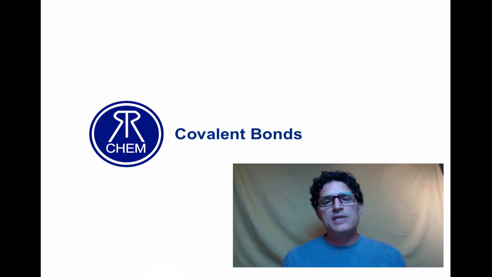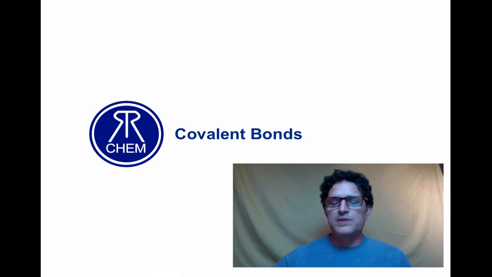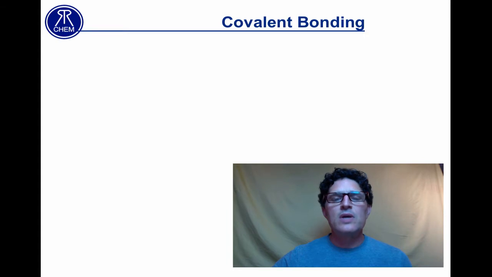In this vodcast, we're going to learn about covalent bonds. So, what is a covalent bond? You've already learned about ionic bonds and how ionic bonds are formed by the transfer of an electron from a metal to a non-metal and the resultant electrostatic attraction between the two ions to form the bond.